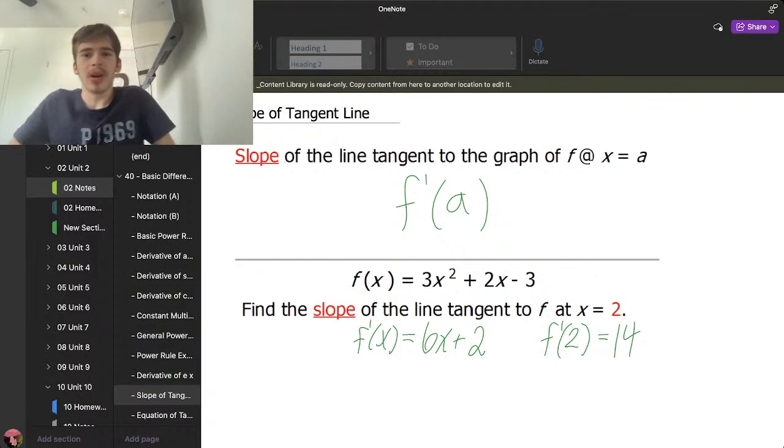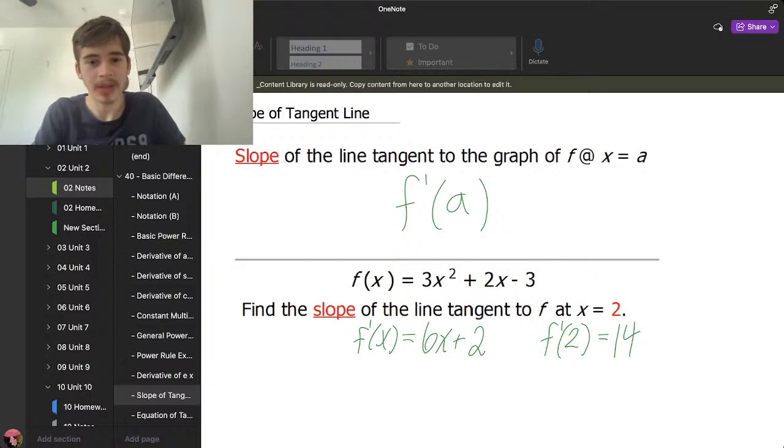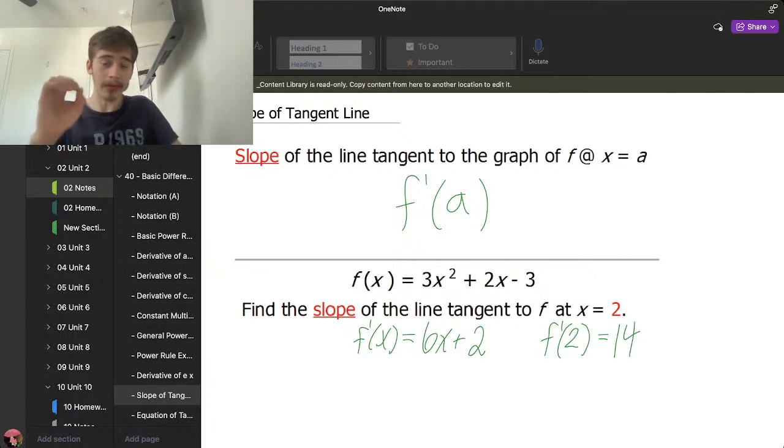Slope of the line tangent to the graph of f at x equals a, that's pretty easy, it's just f prime. Take the derivative and you find your slope. So the derivative of this is 6x plus 2. Plug in your 2, which is where you want to find the slope, and you see that it's 14. So the slope of the tangent line at x equals 2 is 14.